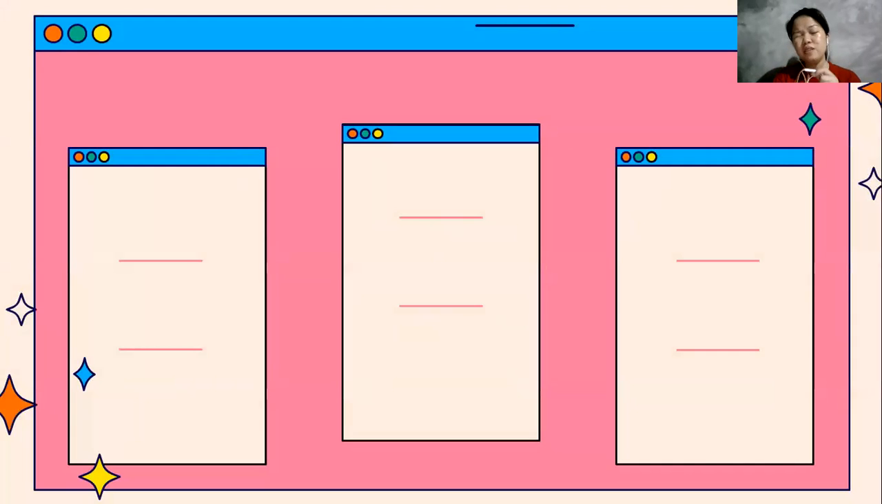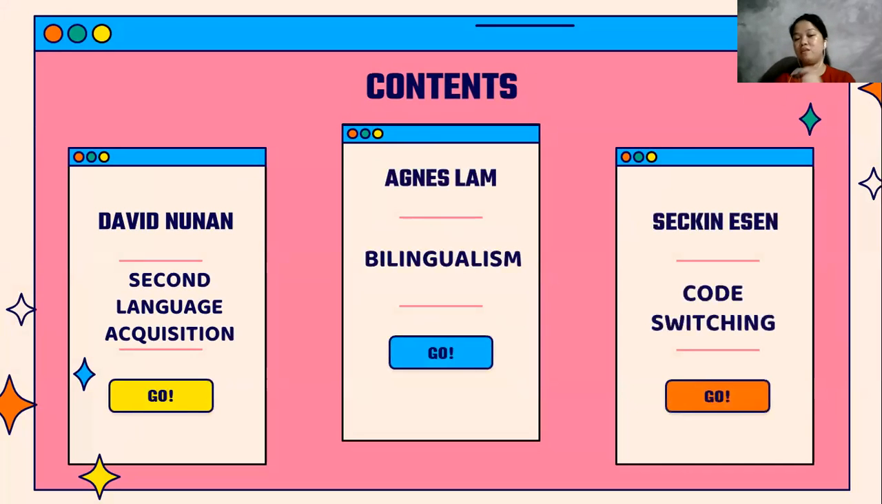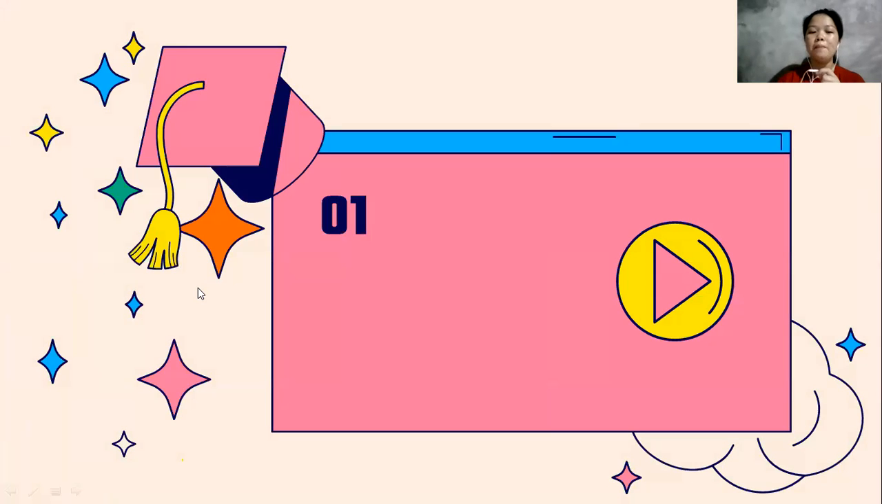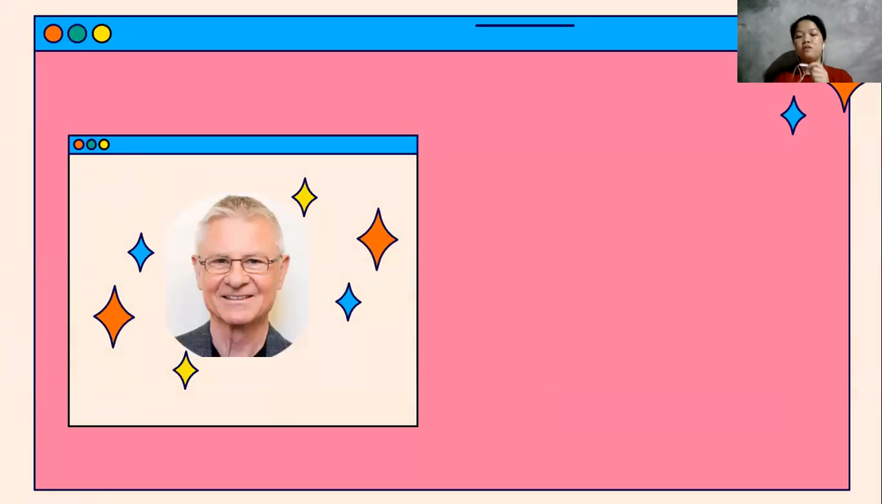Now, for this discussion, I am tasked to discuss these three topics. First, we have second language acquisition, bilingualism, and then code switching. So we'll start with the discussion of second language acquisition by David Noonan. David Noonan is the main author that I use in discussing this topic.